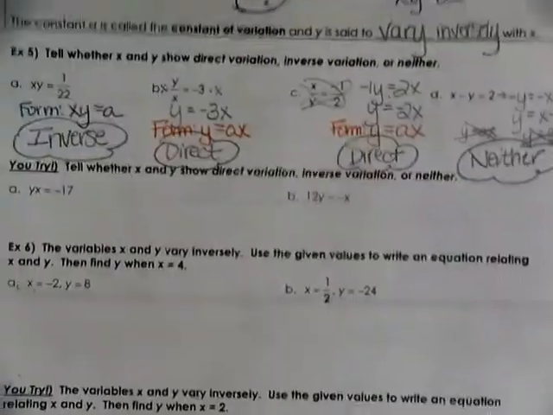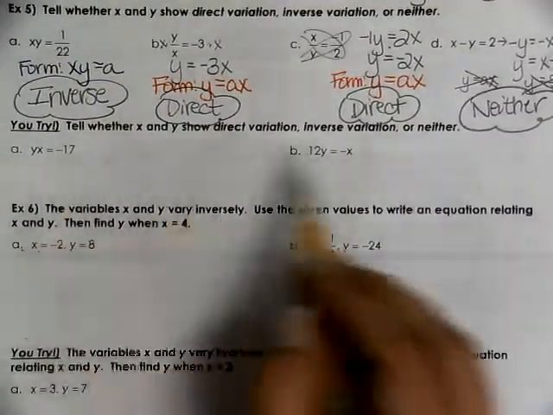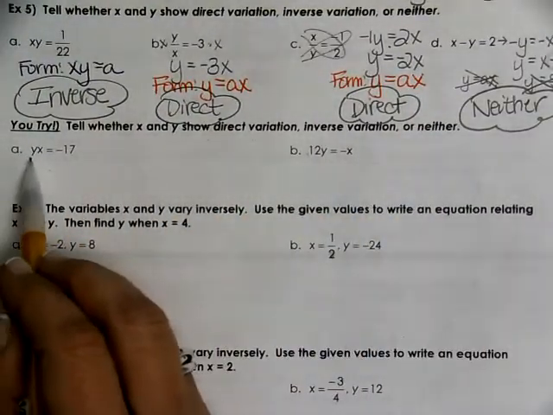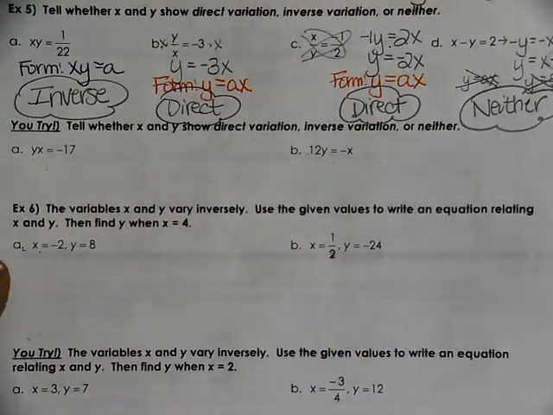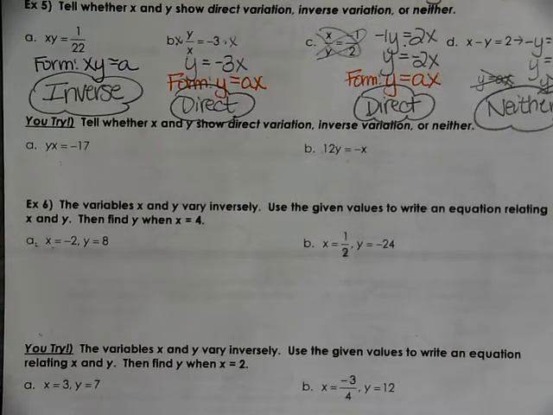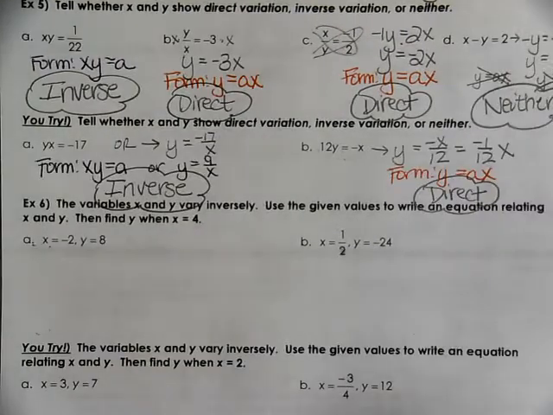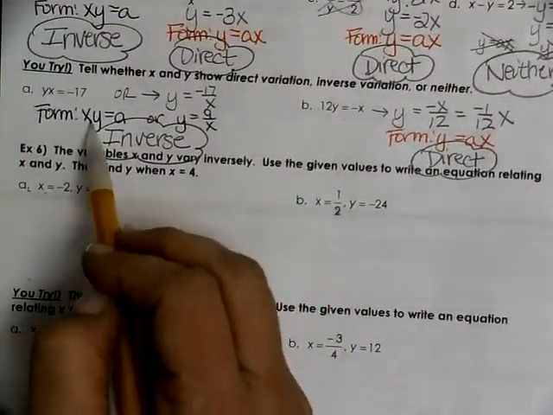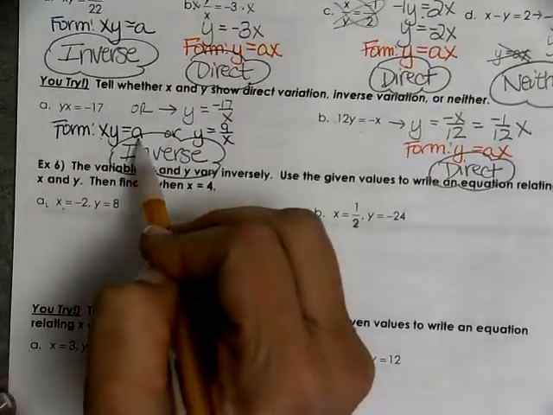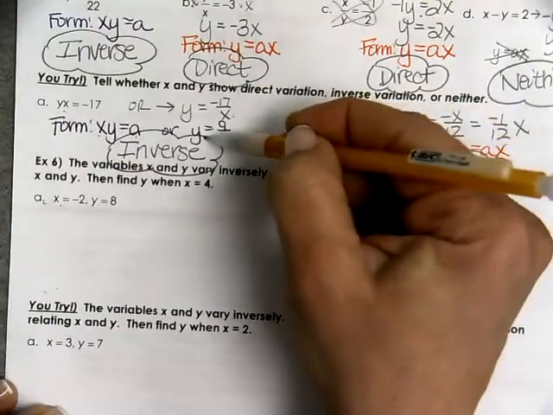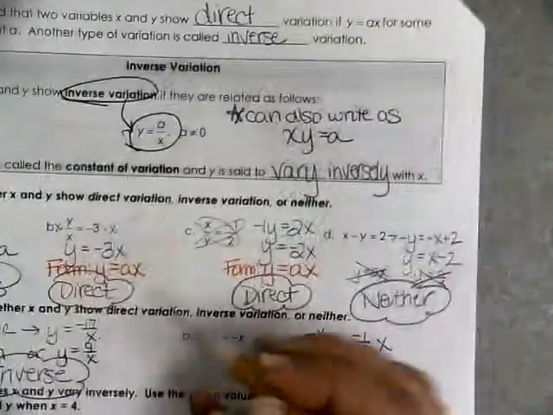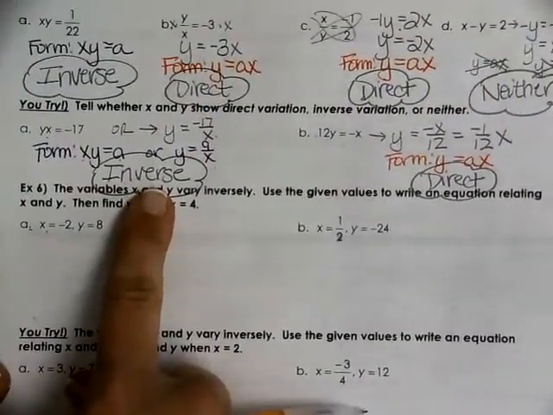Okay? So here are two problems. Why don't you guys try and decide if these examples are direct variation, inverse variation, or neither. I'll let you pause and try that. Okay, let's see how you did. In the first one, notice that this is in the form x times y equals a, or you could isolate y by dividing by x, and it's in that form y equals a divided by x. Notice that both of those are ways to write inverse variation.